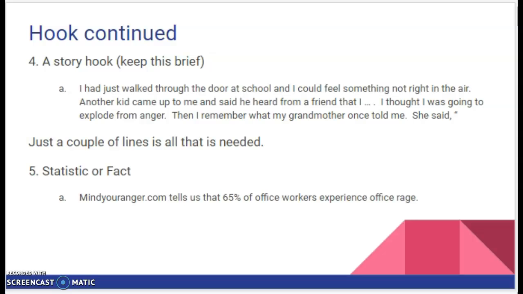Next, we have statistics or facts. So one thing you have the ability to do with this IGC project is to do a little research online. Unlike the STAR test, if you were writing this in the STAR test, you wouldn't be able to use online. But now you can. So you could find a fact. MindYourAnger.com tells us that 65% of office workers experience office rage. You want to just note where you got it in your sentence. But definitely, if you feel like using a statistic or fact, do it.